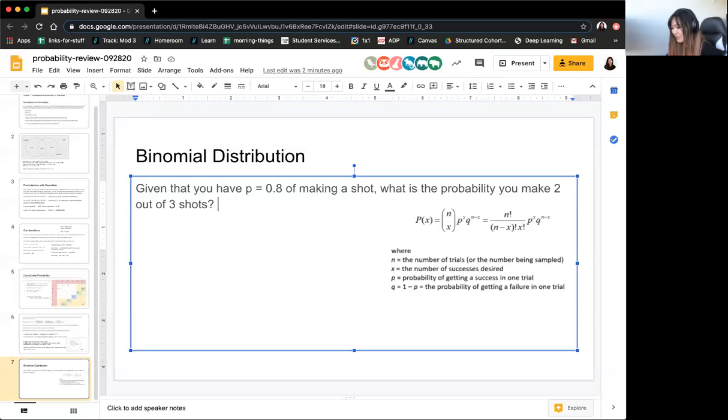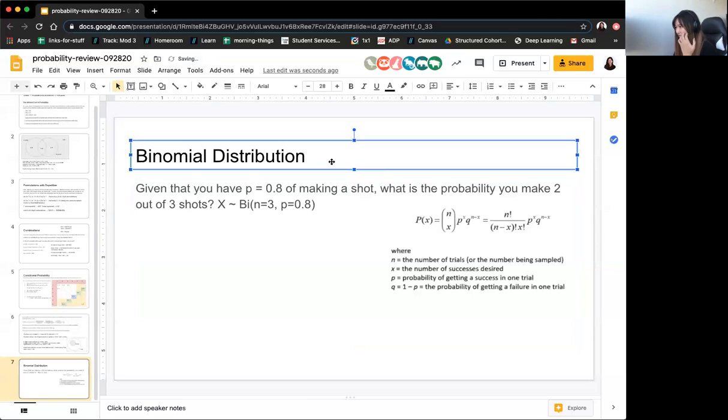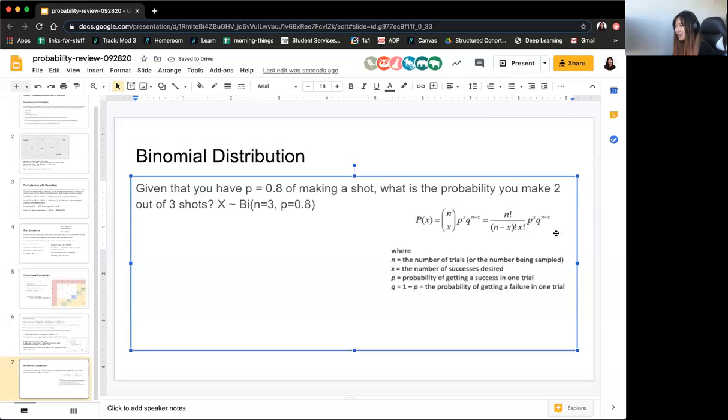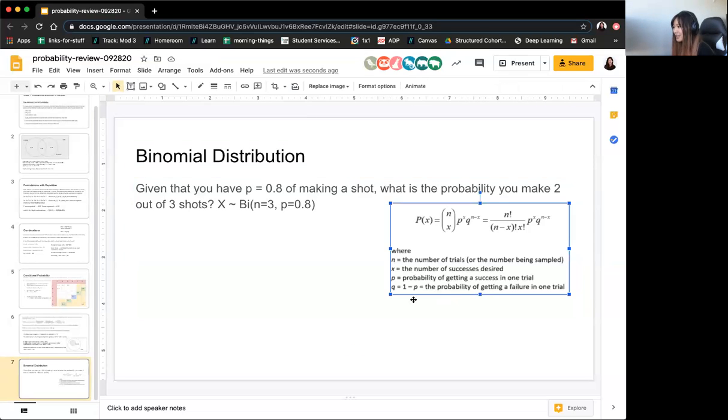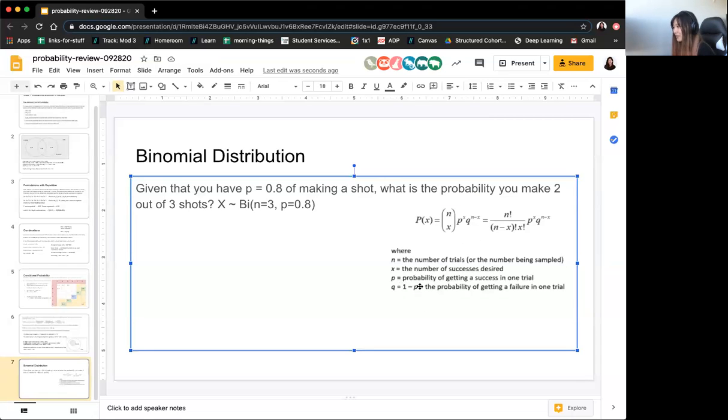So actually, if you wanted to write this out in scientific notation, you have X is represented by a binomial distribution of, they usually start with number of trials, which here is 3. And here you have the probability of success, 0.8. More specifically, you can write n equals 3, p equals 0.8. So this is the formula for a binomial distribution. Q, as you can see here, is actually 1 minus p.